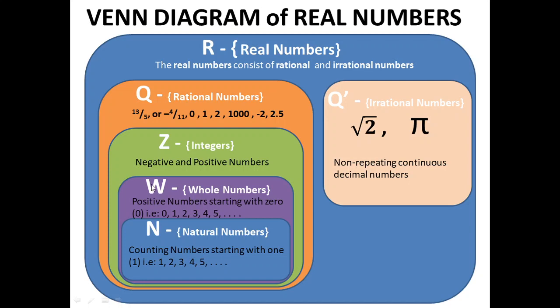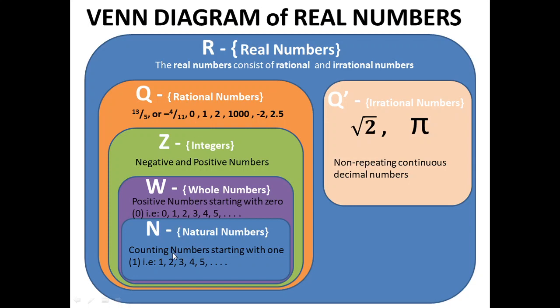So basically, N is a subset of W, also a subset of Z, a subset of Q, and a subset of R. But W is not a subset of N because we have an element of W that we cannot find in N, which is 0. So the top sets cannot be subsets of the bottom sets, but the bottom sets will be subsets of the top sets.